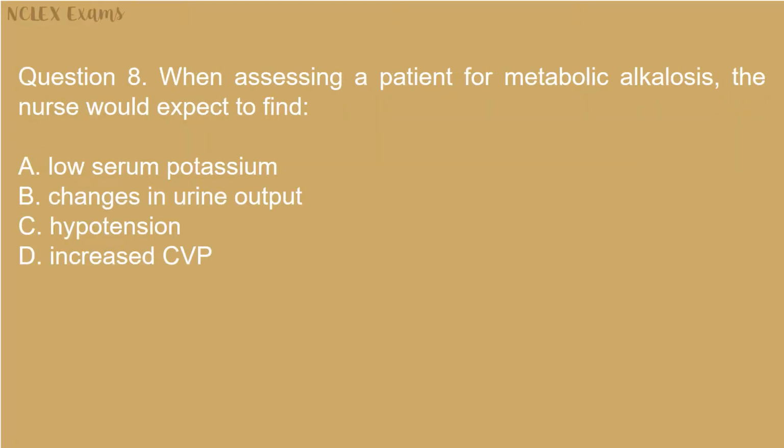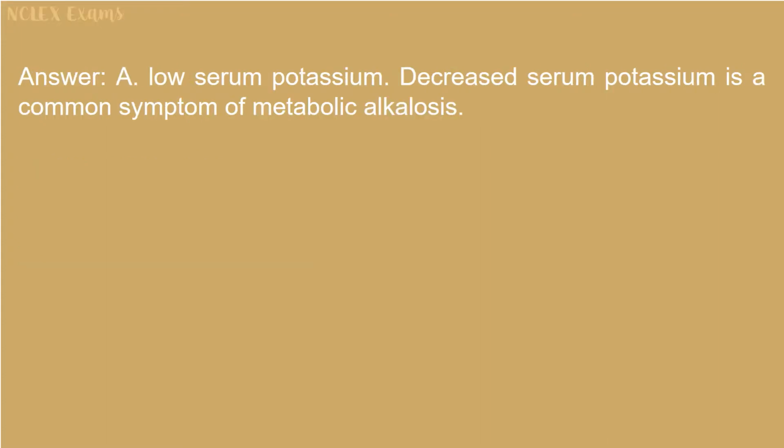Question 8. When assessing a patient for metabolic alkalosis, the nurse would expect to find: A. Low serum potassium, B. Changes in urine output, C. Hypotension, D. Increased CVP. Answer A. Low serum potassium. Decreased serum potassium is a common symptom of metabolic alkalosis.